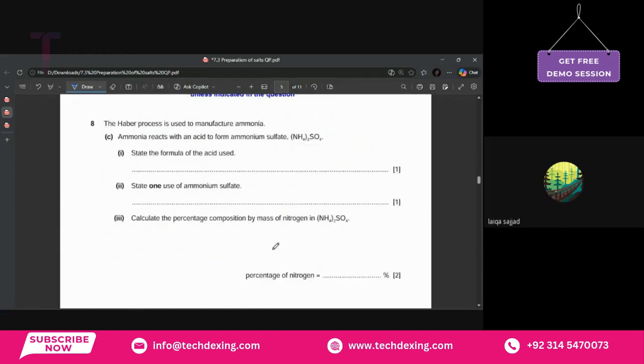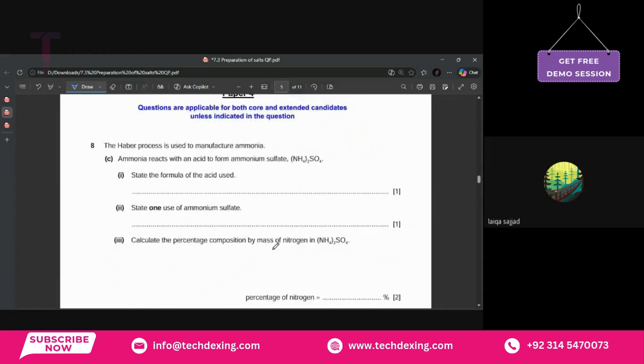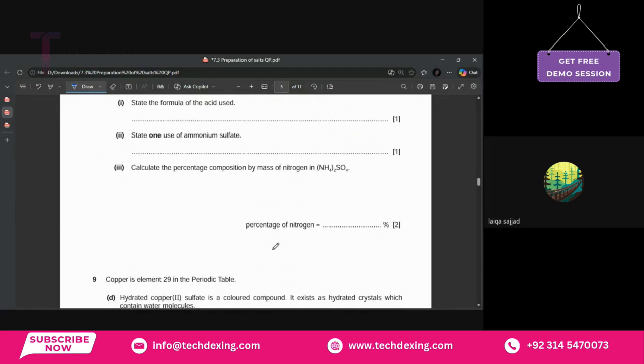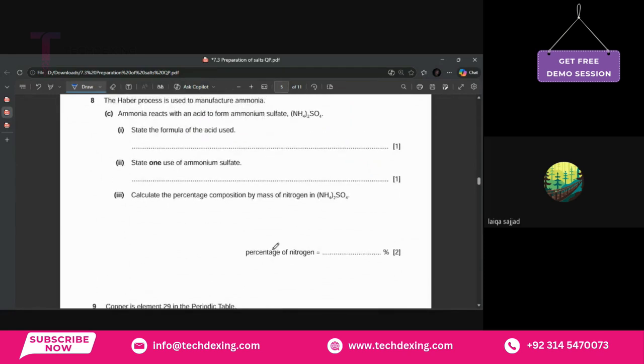The Haber process is used to manufacture ammonia. Have you learned about ammonia, like the uses of ammonia or the manufacturing of ammonia? Yes, I have, but I think it was not in this chapter. Yes, I guess this is not included in this chapter. Okay. So anyhow, if we look at this one, the Haber process is used to manufacture ammonia.